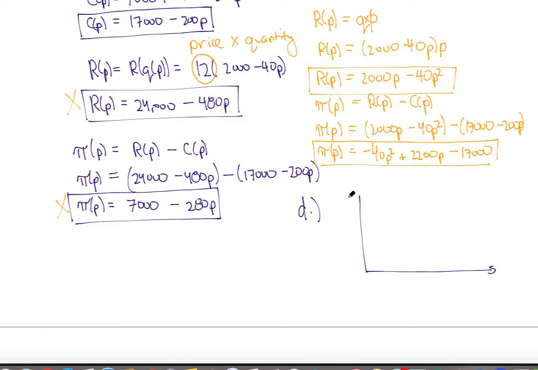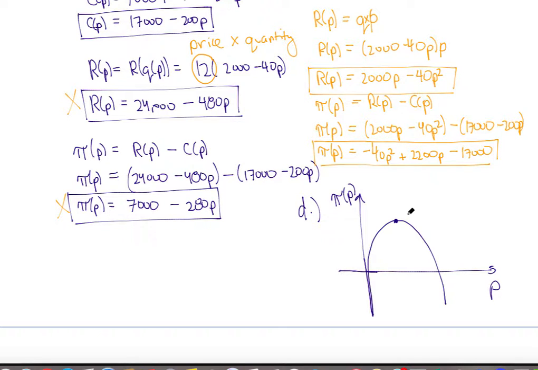And the profit function as a function of price will look something like this. Actually, we probably need a little bit more axis. So we end up with something that looks rather large. It looks something like this. And so we actually want to maximize the profit for which this occurs.